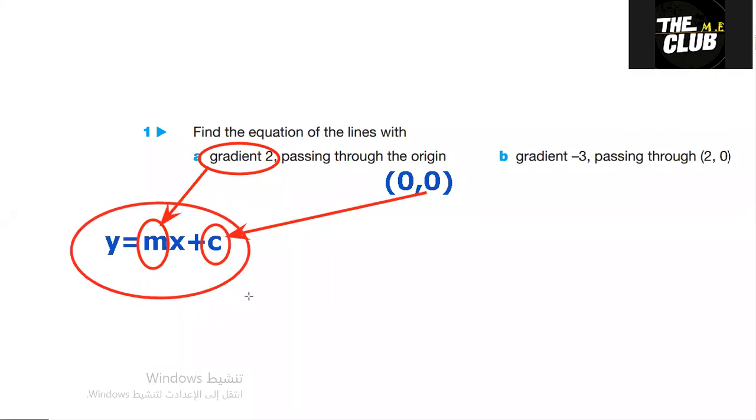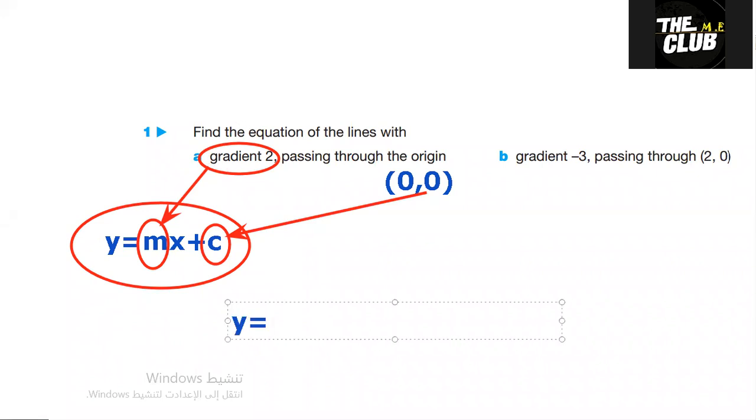The general formula is used to find line equations. So we're going to substitute these numbers instead of the letters. We're going to put 2 instead of the m. So for question A, the answer will be y equals, we know that m is 2, so we put 2, and then the x, and the c is 0, so we put +0. The 0 we don't have to write, so y equals 2x. And that's the answer for question A.